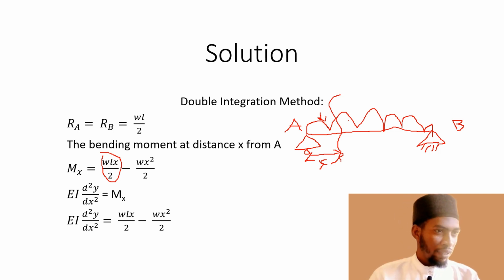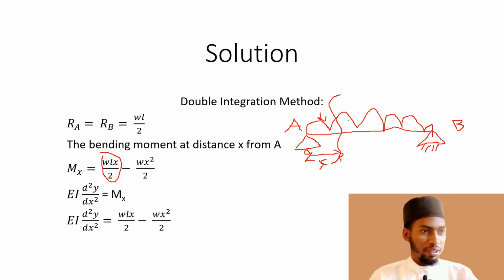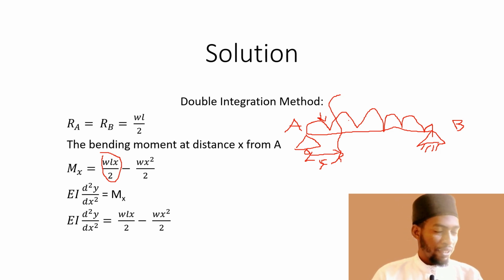And why we are having negative here is due to our sign convention, as I said earlier, because this one is going to be anticlockwise moment. So if clockwise moment is positive, definitely anticlockwise moment is going to be negative, okay? So this is the first thing to do.